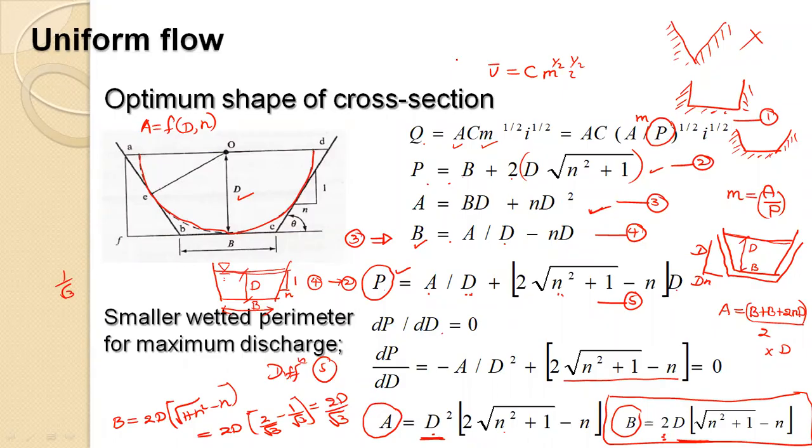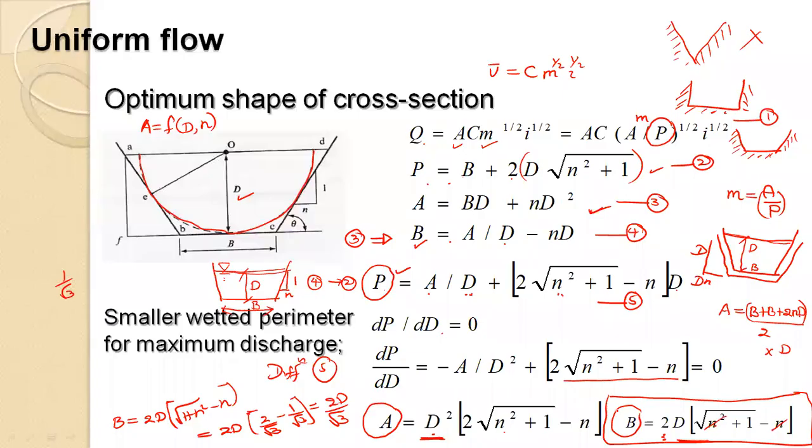D equal B divided by 2. Yes, very good, right? So it happens like this. Now, if it is a rectangular cross section, then n is 0, no? Because if it is a rectangular one, there is no side slope. So n becomes 0. The sides would be vertical. So that means n equals 0. So this is 0. And this is also 0. So that means the breadth will have to be twice the water depth.